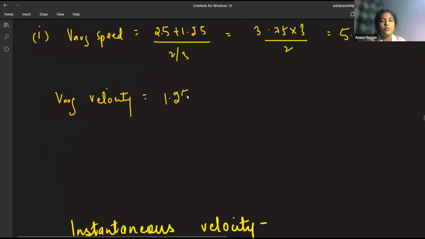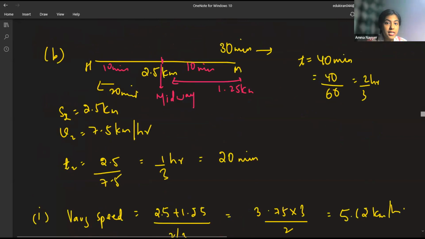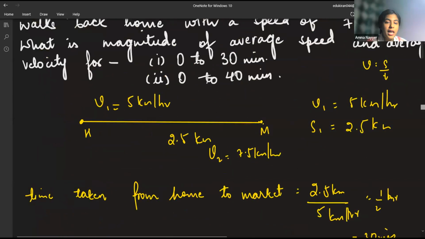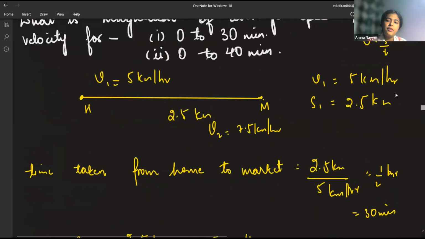So this is 1.25 kilometers divided by 2 by 3 of an hour, that becomes 1.87 kilometers per hour. Note down this. Revise this question at home. If you still have any doubts or queries from this question, I'll clarify it right now. Can you go down? Yes.